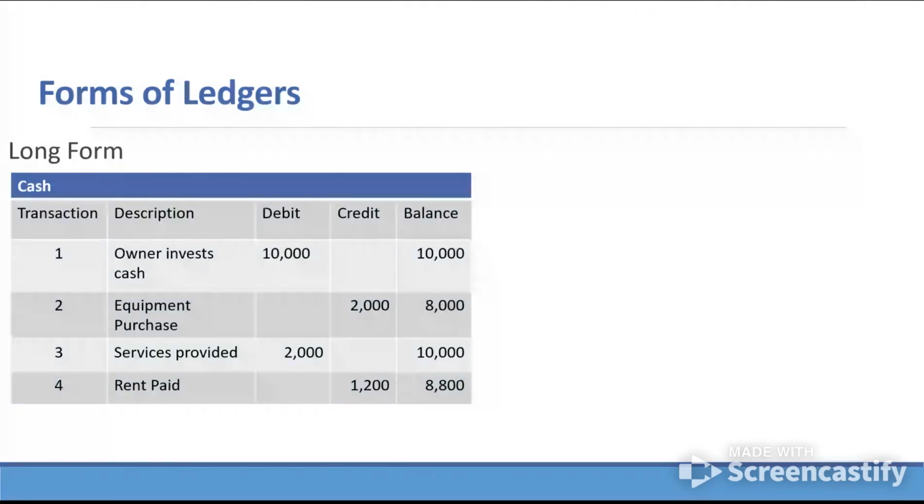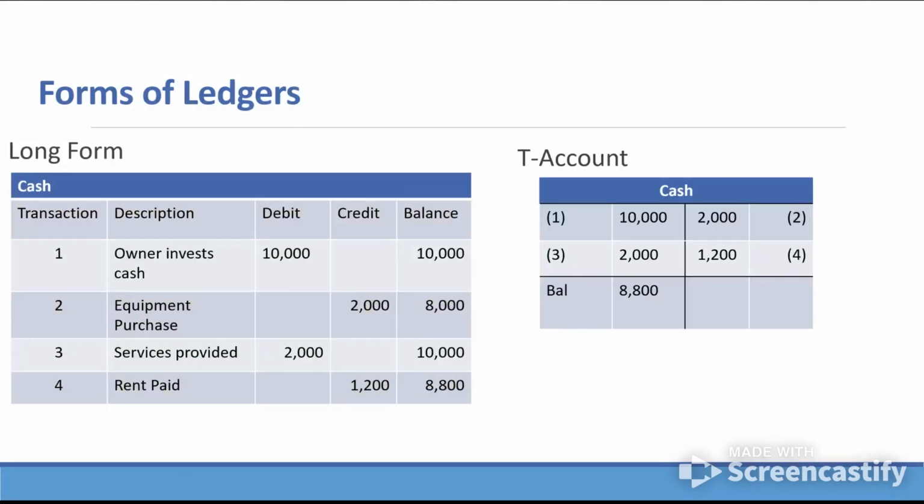There's two main types of ledgers. There's the long form and there's the T account. Notice the long form has a transaction number, or it could be a date, a description, and 3 columns, debit, credit, and a balance column where we're calculating the balance. The T account is more of a short form, and it's called a T account because it has the name at the top and then a left side and a right side. Notice both of these are for my cash account. It's just two different types of ledgers.